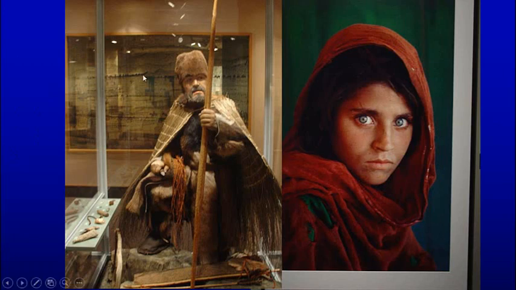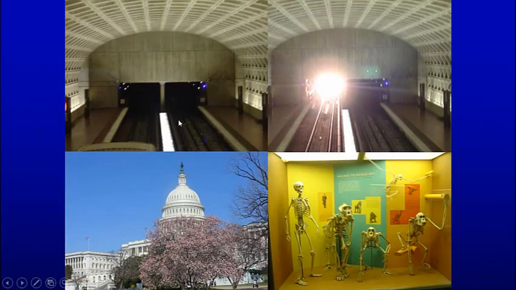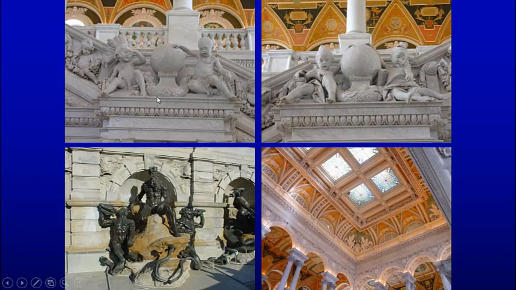Here we see the Iceman. Here we can see the subway train coming through Washington, D.C., and we can see the Capitol there, the Museum of Natural History there. This was the Library of Congress, right behind the Capitol that we were able to see.